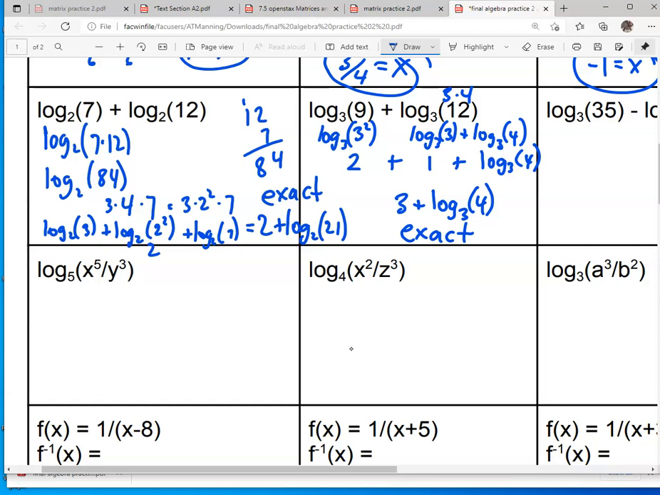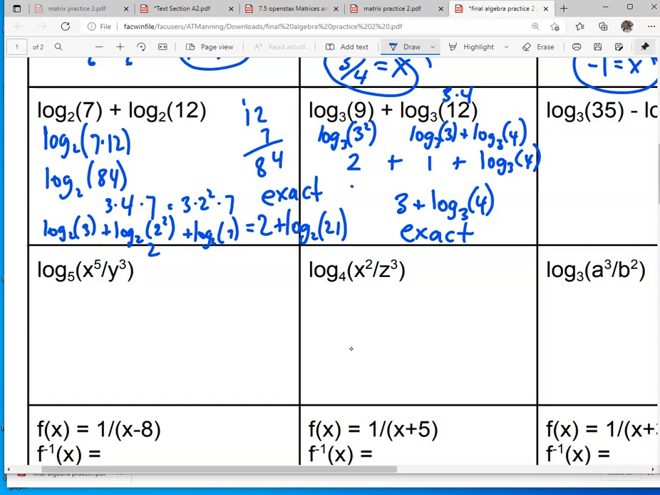So see how whenever I have a base b, I look for multiples of b inside of there that will let me slightly simplify that logarithm. Find powers of your base, and you can right away find an exact number for that.